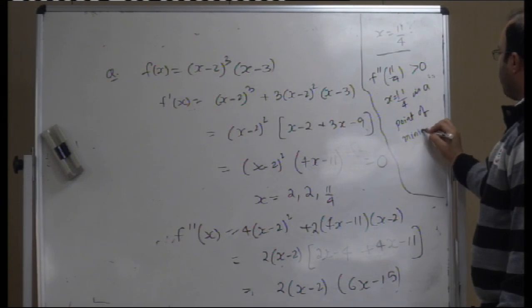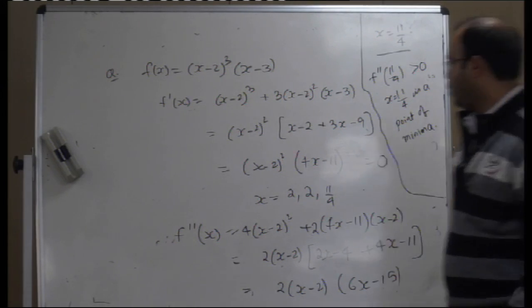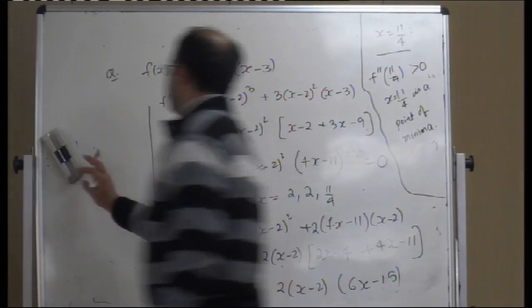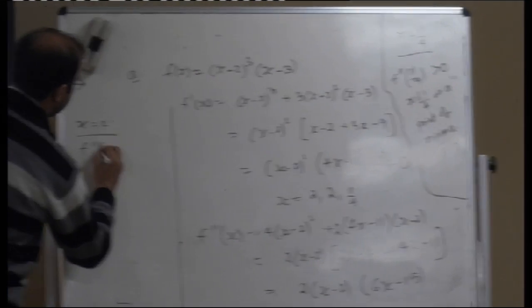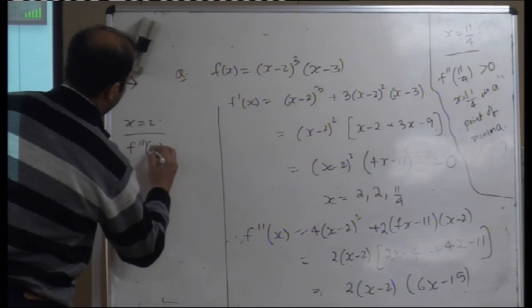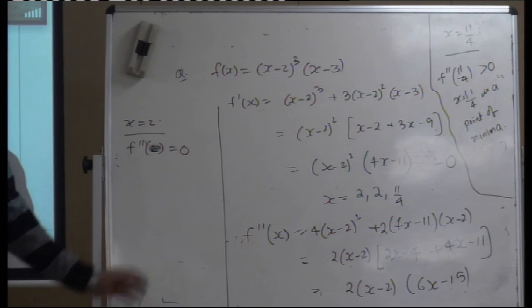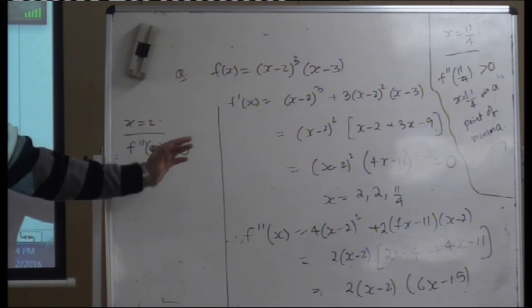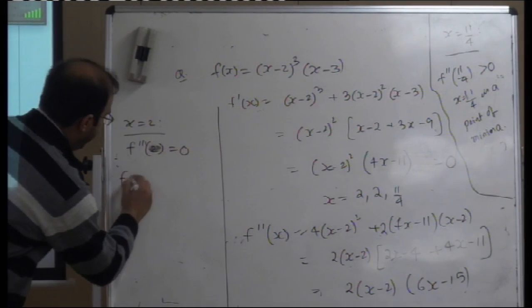Now when we talk about another point, that is 2. So when we talk about x equal to 2, then what will happen? At x equal to 2, the double derivative is equal to 0. So when we see that its double derivative is equal to 0, then it is again a doubtful case, because you had to decide by the double derivative. So you will differentiate it once again.